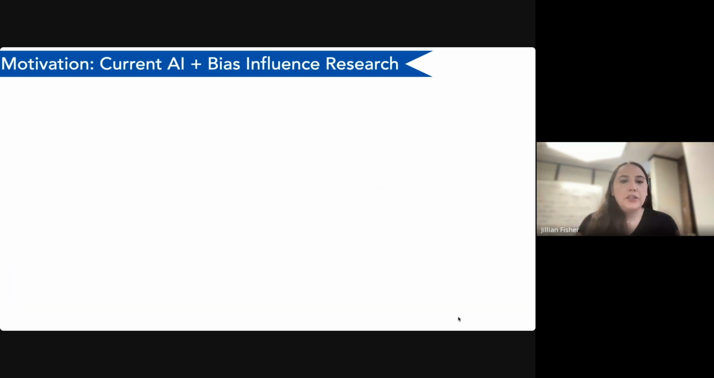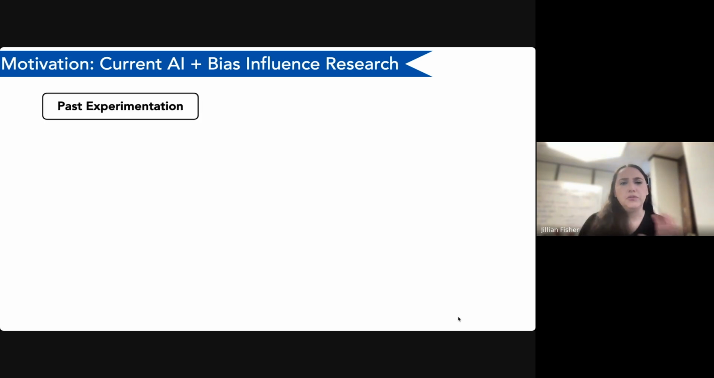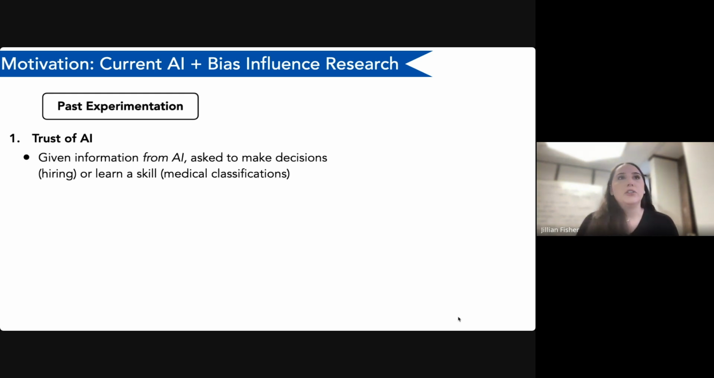So this was the question we wanted to research, and there was some past research in this area. It generally falls into two veins. First and foremost is this idea of trusting AI, and there's a lot of research that looks at this. The general flavor of these experiments is you give information that you say comes from an AI, and you give that same information and say it comes from a human or an expert, and then you ask the individual to make decisions or learn a skill, interact with that information somehow, and then compare and contrast whether you said it was from an AI or from a human. It gets to this trust aspect.